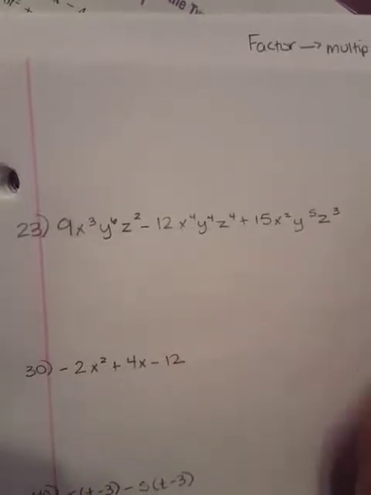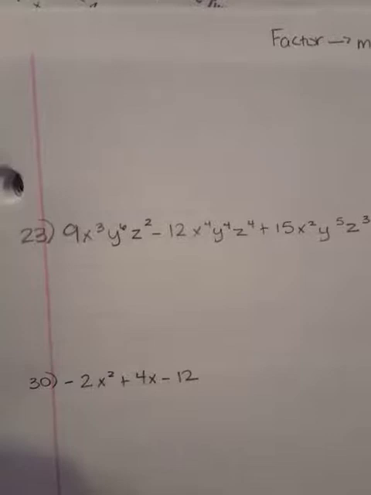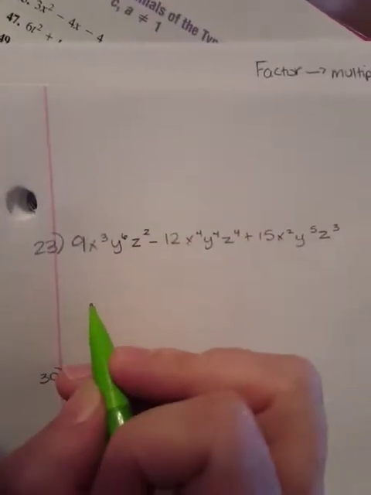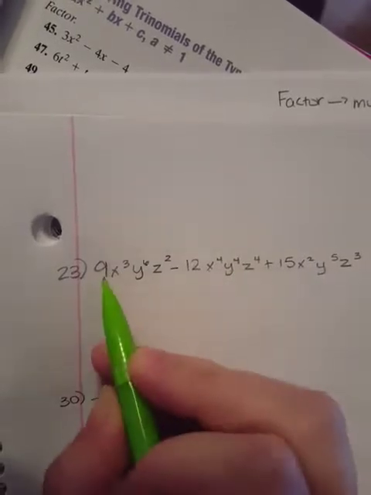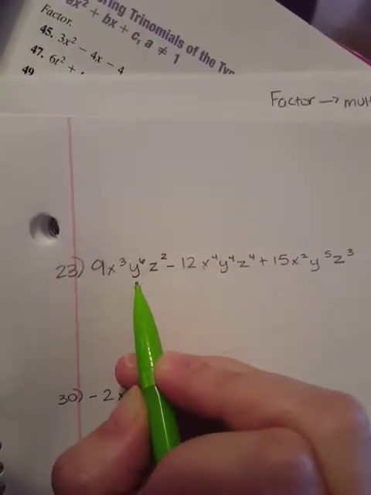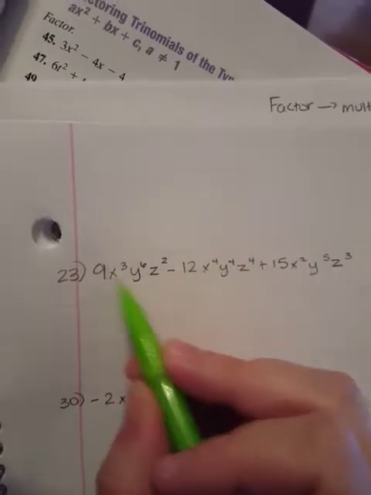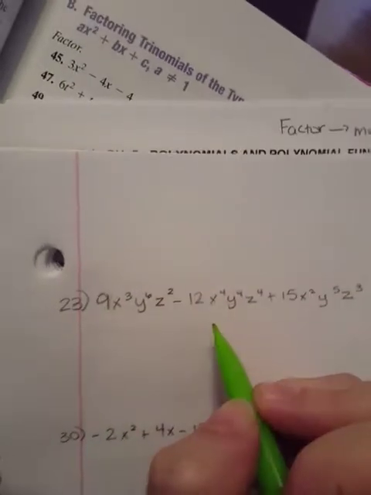This is from section 5.3, number 23. We are factoring trinomials. So the first thing I'm going to do in here is look to see, are there any factors in here that I can take out? And it looks like all of these are divisible by 3.